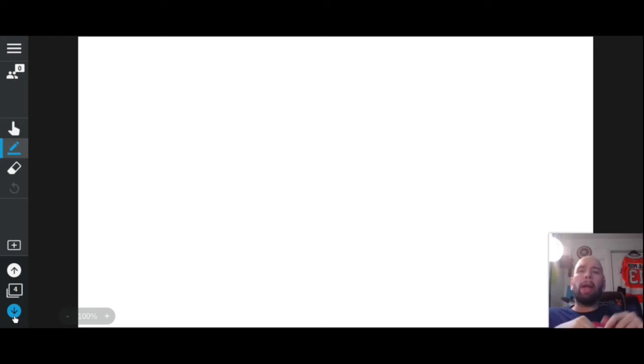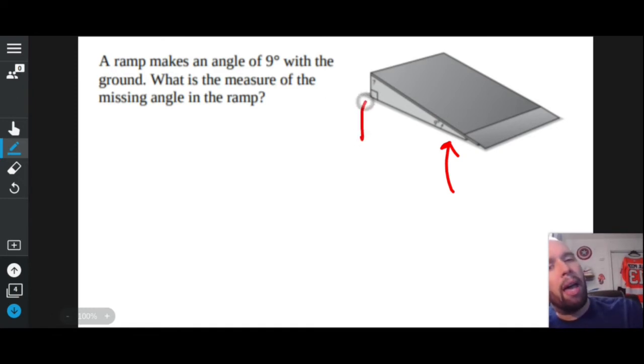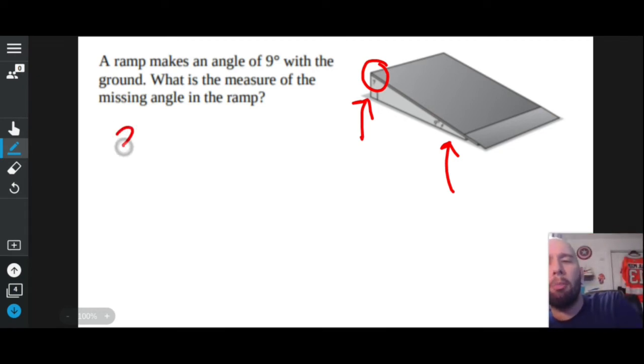Let's start out with a ramp. A ramp makes an angle of 9 degrees. So there's that 9 degrees right there. You can't see it with the ground. What is the measure of the missing angle in the ramp? Well, that is 90. That's 9. So I have to find that one. It looks like a question mark. So I'll make that a question mark, plus my 90-degree angle plus my 9 is all going to add up to 180.